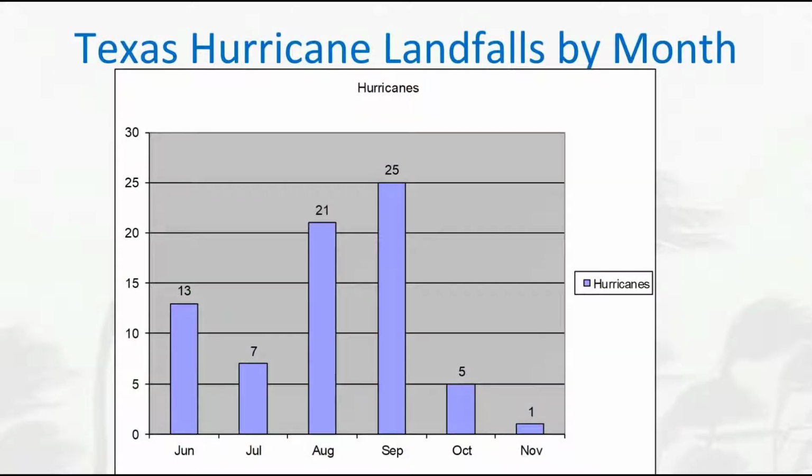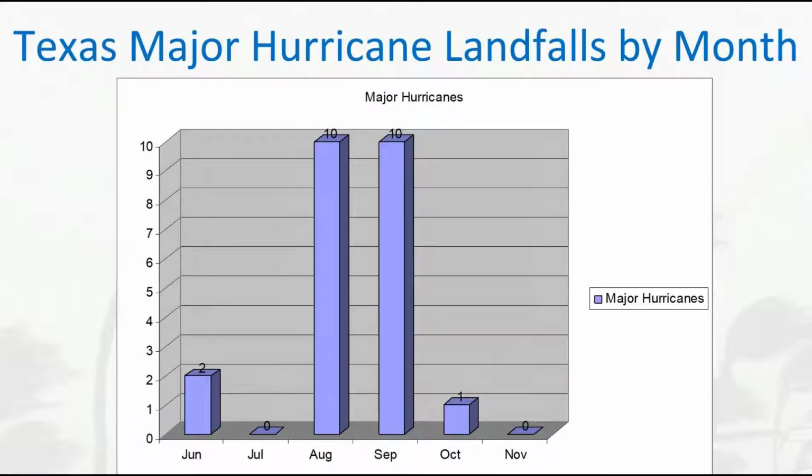So this is another chart showing the hurricane landfalls. The previous one was tropical storms and hurricanes. This one looks at only hurricanes. And as we can see, a hurricane typically makes landfall in Texas during the months of August and September, as well as some in June. However, that doesn't mean that hurricanes can't make landfall in every other month. It's just those are the months where they occur the most.